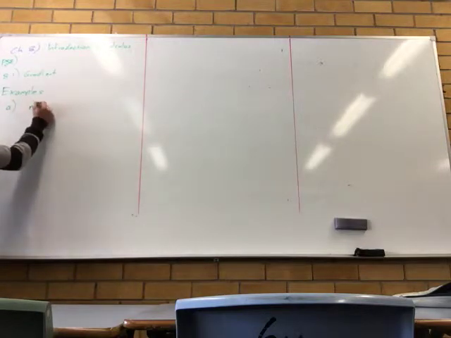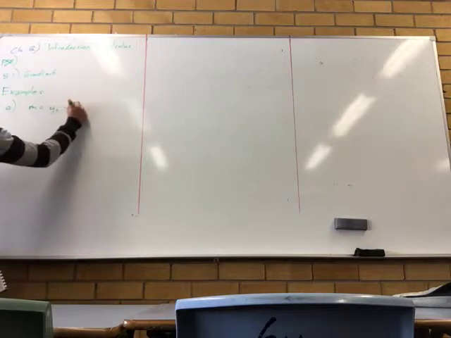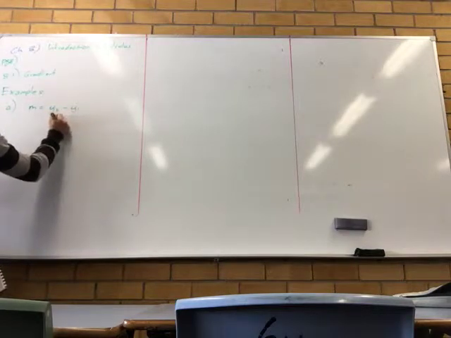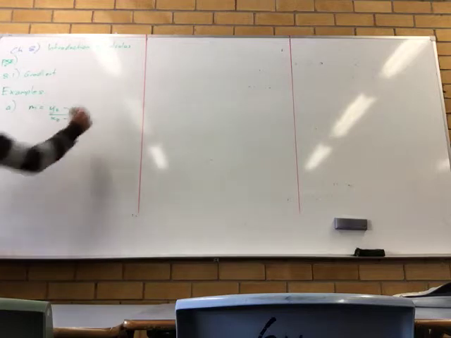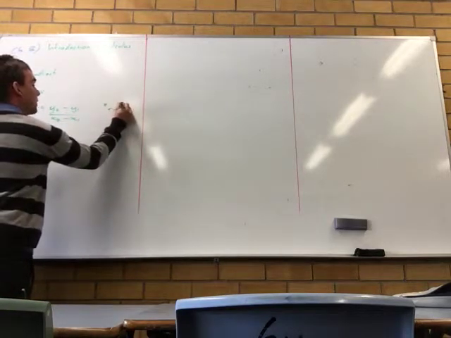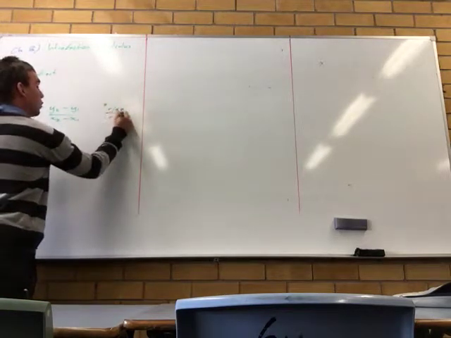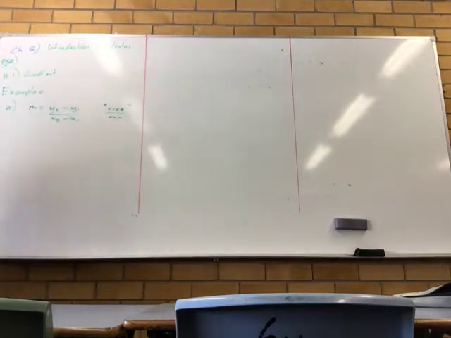Okay, we use our gradient formula: y2 take away y1. So gradient, in short, is the change of vertical rise compared to the horizontal run. In other words, it is rise over run. How high or how low something goes in relation to the run.